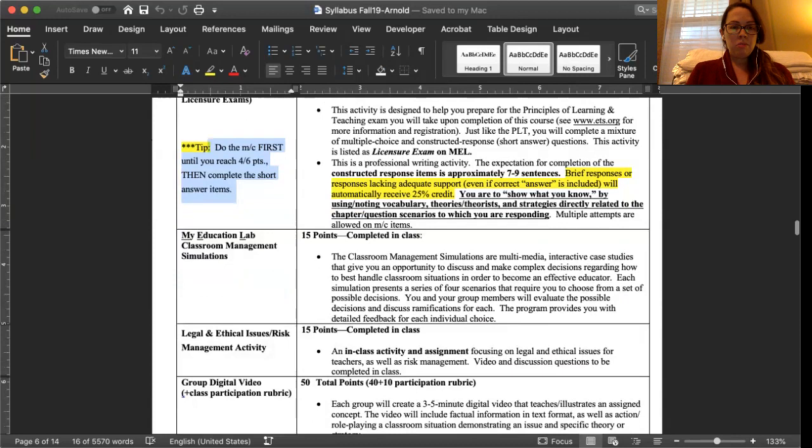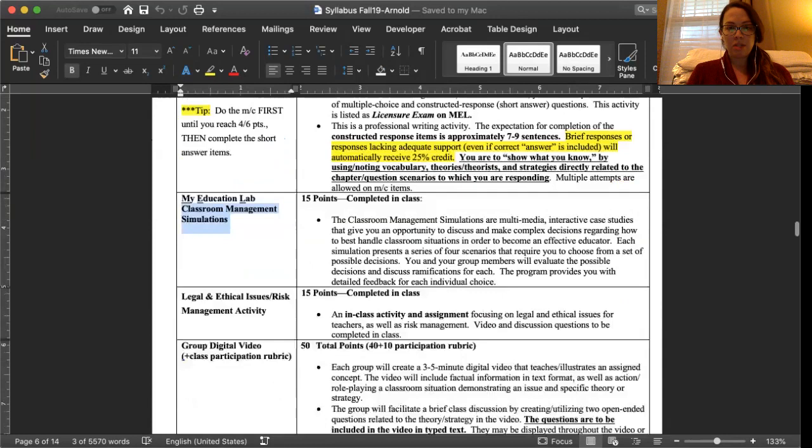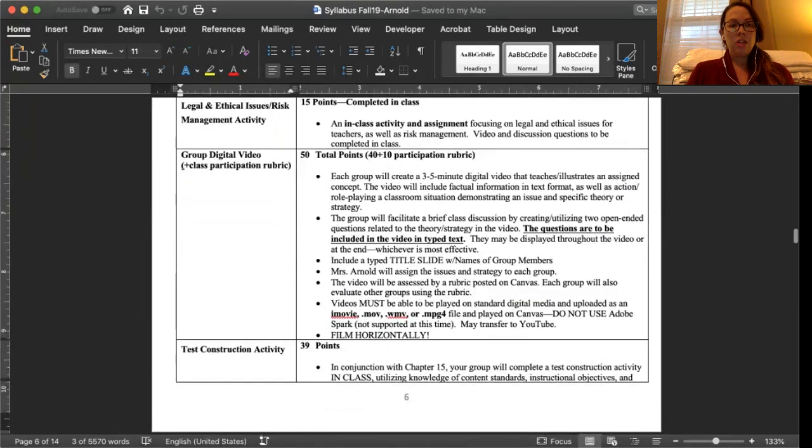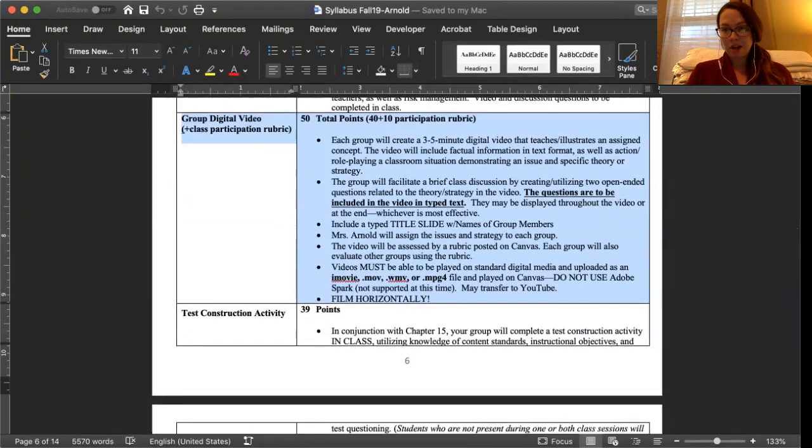This classroom management simulation, it's much later in the semester. We will do it in class, so I'm not going to spend time talking about it now. The legal and ethical issues, that's also completed in class, so I'm not going to talk about it now. And this group digital video, we're going to spend a lot of time talking about this when we get back. Go ahead and read this section, but we're going to talk about it in person, so don't panic about it.